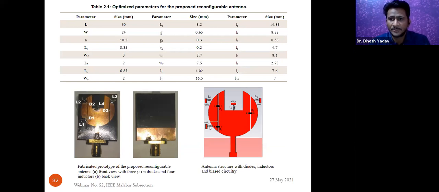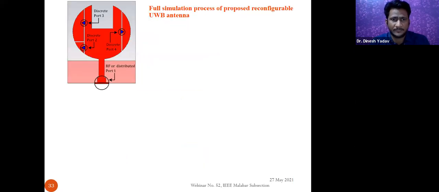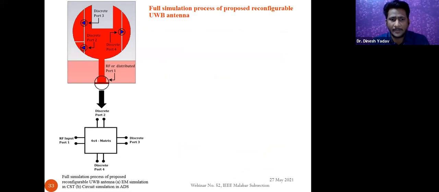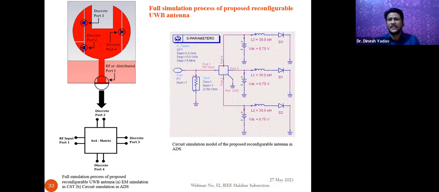So we also did the circuit analysis over there. We consider these antennas as a discrete port, and as a 4x4 matrix we have introduced for that. One port is the antenna input, which is the sinusoidal RF input, and these three discrete ports would be considered for the diode locations. And we did the equivalent circuit analysis over there.